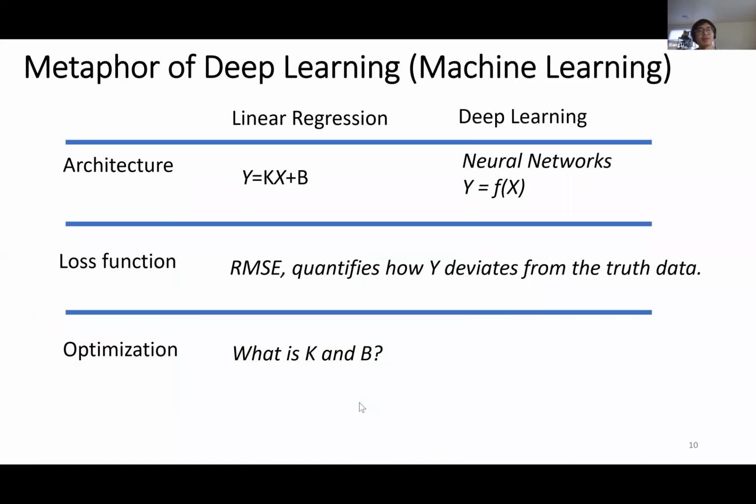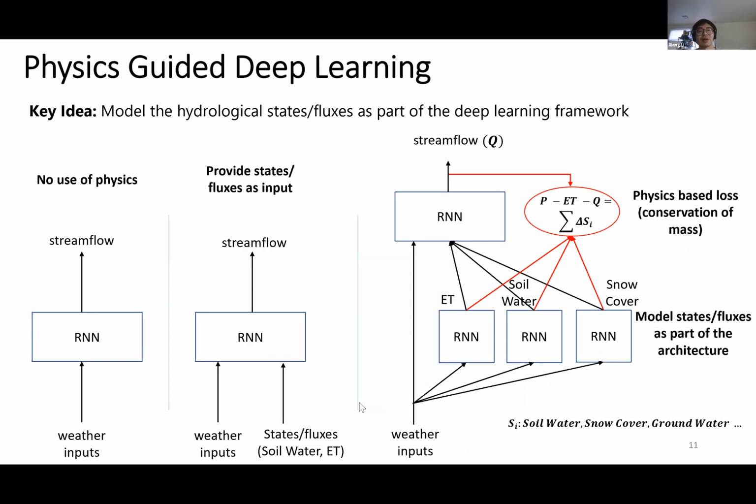After that metaphor about deep learning and linear regression, I'd like to introduce the next idea, which is another way to incorporate physics into deep learning. We call it physics-based loss. Just like the RMSE in linear regression, we're comparing the predicted discharge to the observed discharge. We are trying to make the deviation between these two as small as possible. But that's from a pure data perspective, because we are predicting stream flow. We'd like the predicted stream flow to be as close as possible to the observed stream flow.